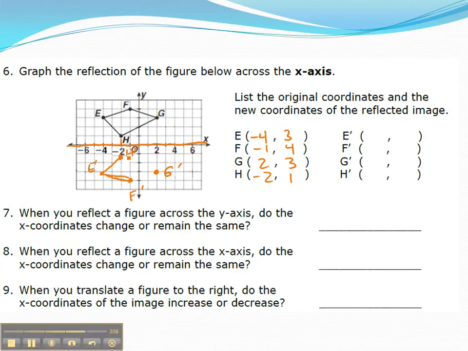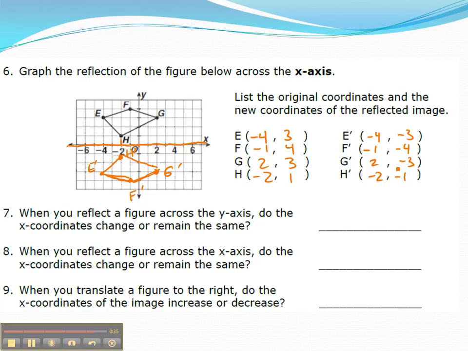And if we've done it right, that image should look congruent to our original figure, just flipped over the axis, and it does. And the new coordinates are E prime is at negative 4, negative 3. F prime is at negative 1, negative 4. G prime is at 2, negative 3. And H prime is at negative 2, negative 1.